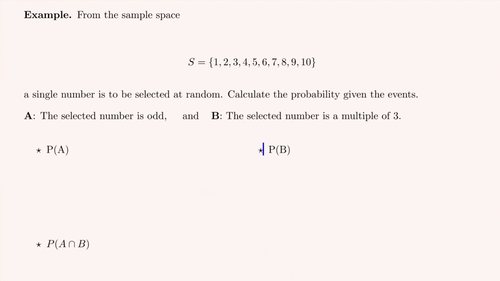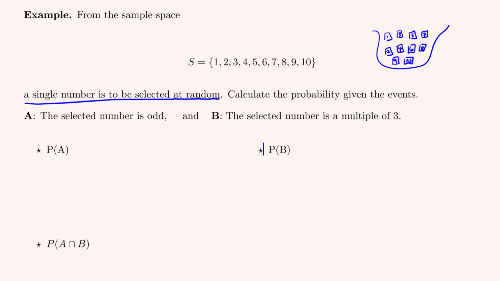So here we have a sample space. We know the phrase sample space is just the idea of, in our probability calculations, all the possible outcomes. So our sample space is the digits 1, 2, 3, 4, 5, 6, 7, 8, 9, and 10. And what's described is that we're going to select a single number at random. So maybe the way we can envision this is we have some bag, and then we have our tiles with the different numbers in the bag, and we know that we are going to randomly select one of the tiles. So each tile has an equal likelihood of being selected. So we'll only select one.